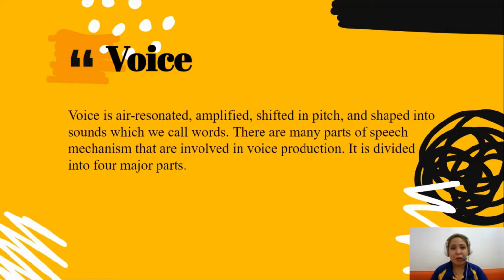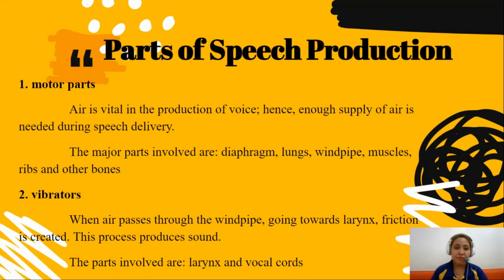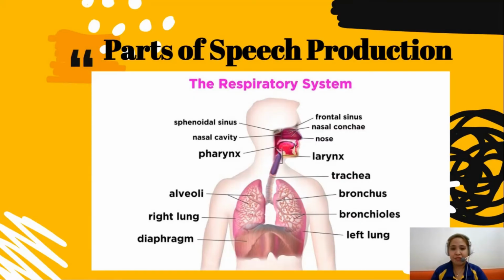And there are many parts that are involved in voice production. It is actually divided into four major parts. First set of parts are called motor parts. We know that air is vital in the production of voice, and we need enough supply of air for us to continue our speech delivery. And there are major parts involved here. First, we have the diaphragm.